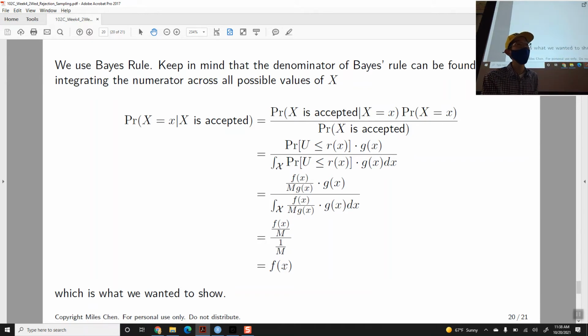And that's to say that the PDF of x, basically the probability of getting this particular value of x, given that we've accepted it, is going to follow the target distribution that we want. So that's good. That's good news. That's exactly what we want, okay?